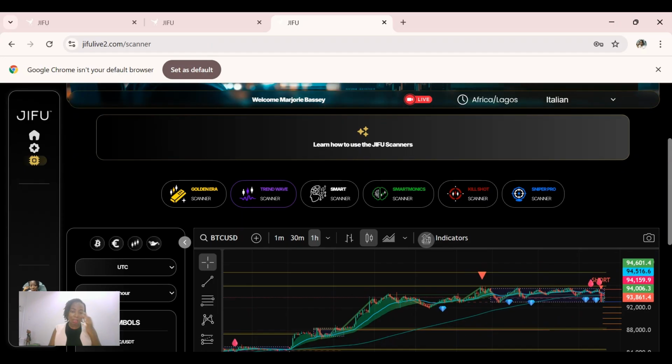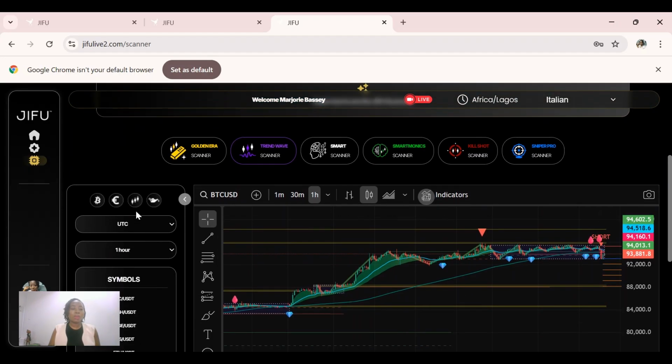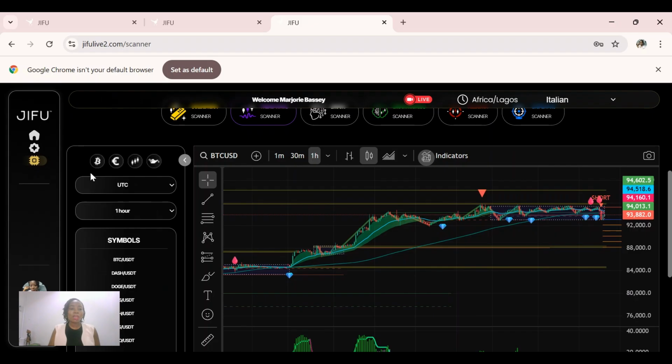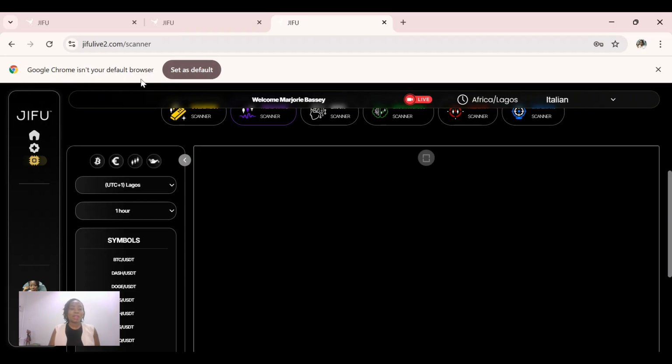Now this is the trend wave scanner, and I'm going to use a currency pair. When you come here, there are different instruments. You see these symbols here, the B symbol, the E symbol, this one that looks like an I, this one that looks like an oil drop. This B represents the crypto symbols, BTC, Bitcoin, Ethereum, XRP, and the likes. And here you have the time zone. You can always choose your preferred time zone. I'm in the UTC plus one time zone, Lagos, so I can choose that as my time zone.